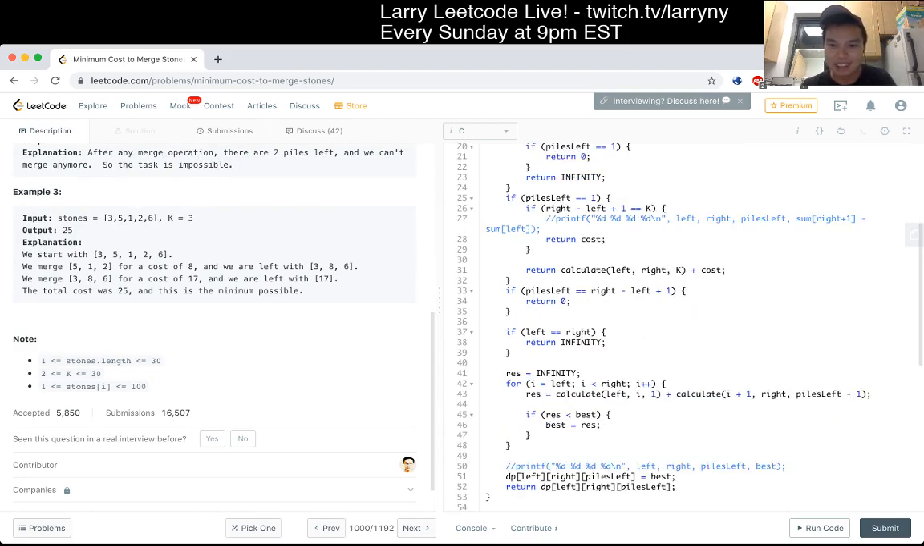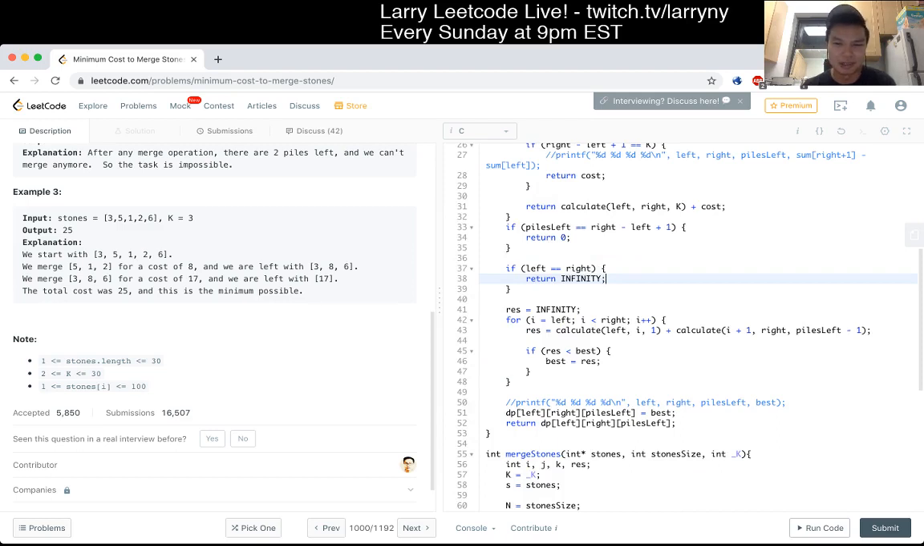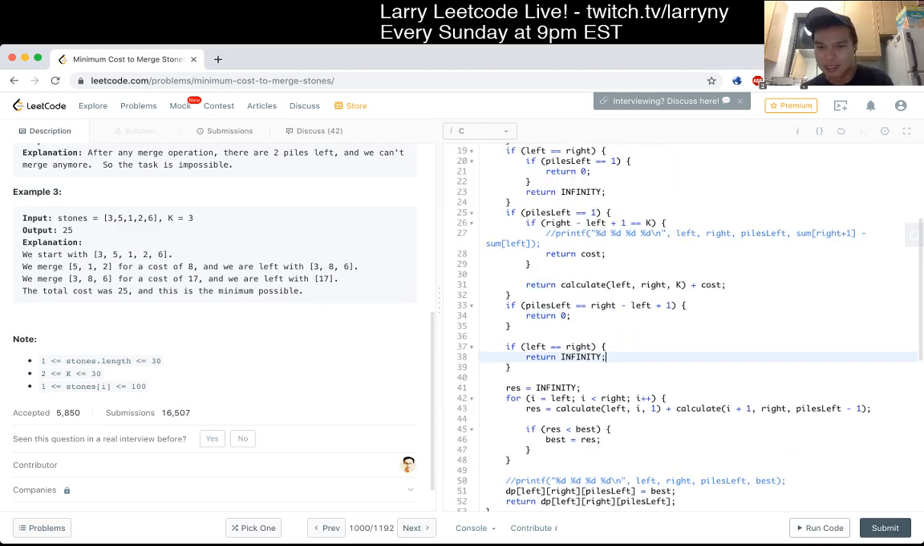Oh yeah, complexity. This is n to the fourth, I think, or n to the third times k or something like that, because this goes k times. But yeah, n cubed times k. Maybe we could do a little bit better with space if you're really slick about it.